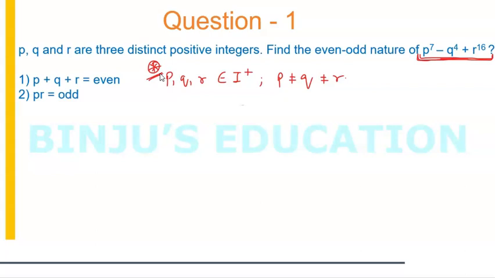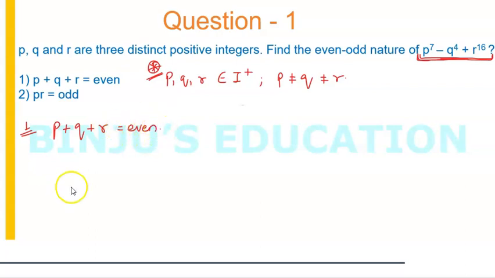Now, the even odd nature would actually depend upon the nature of P, Q, R, not in fact the values, whether P is odd or even. Similarly, whether Q is odd or even, or whether R is odd or even. So I need to figure out the nature for all three of them. Then only I can say something. All right. The first statement says that P plus Q plus R is even.